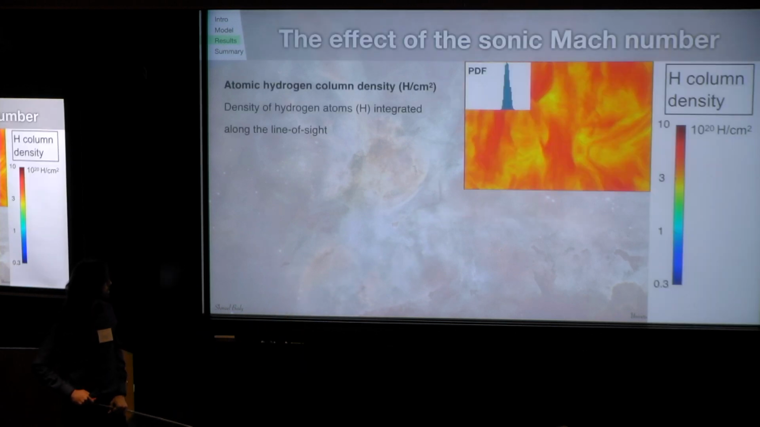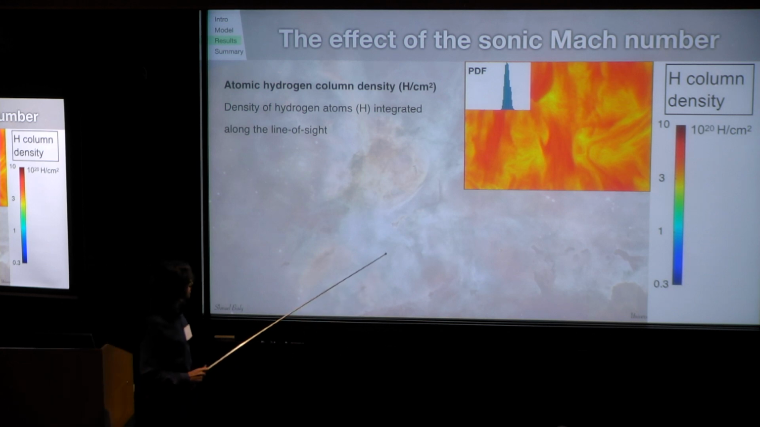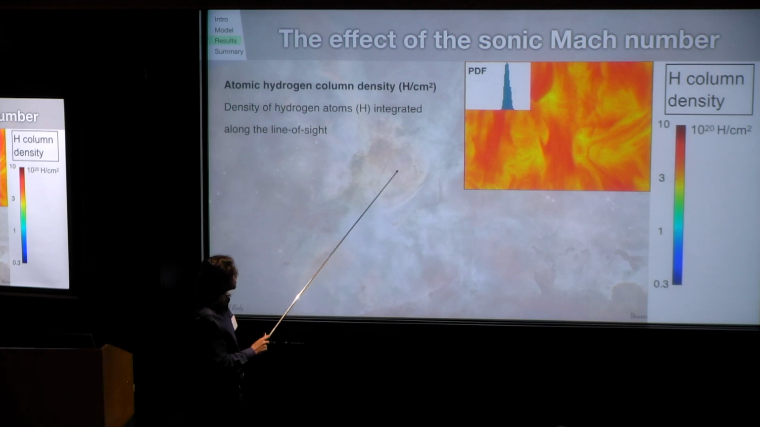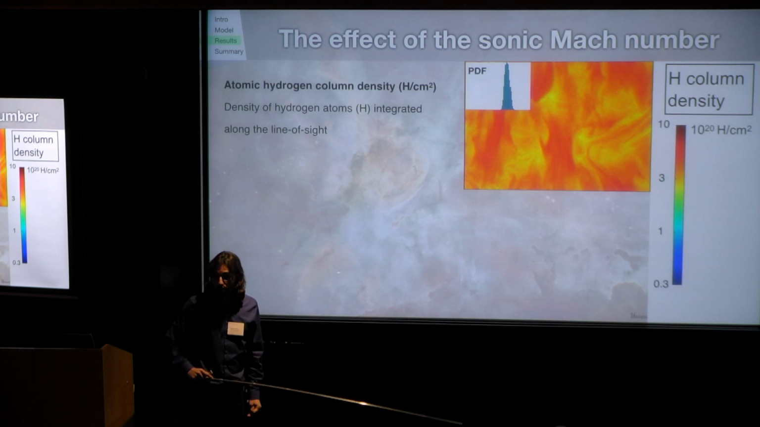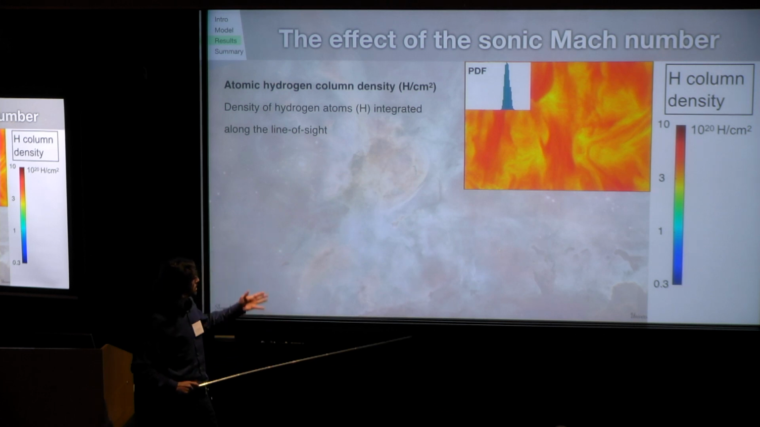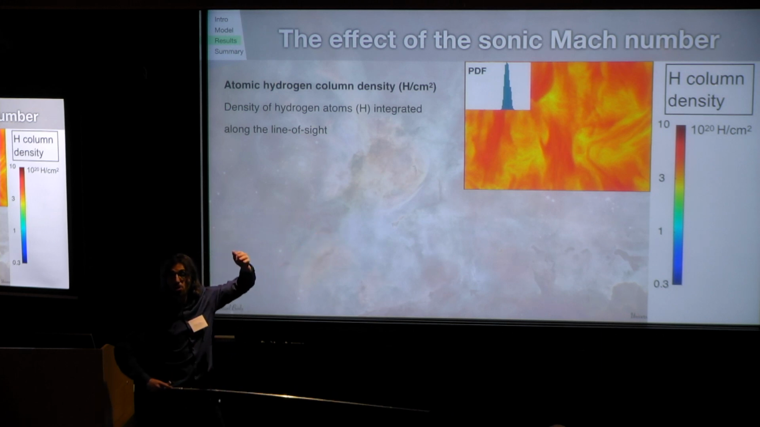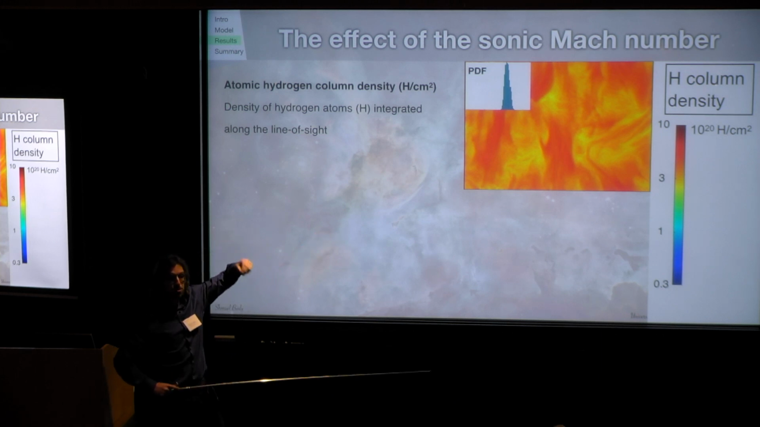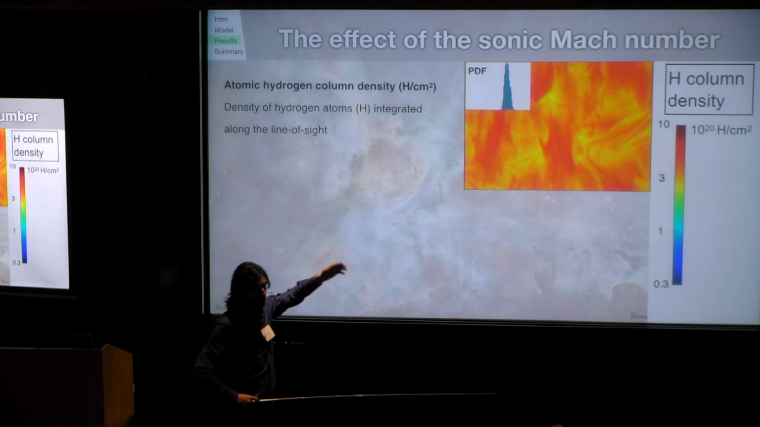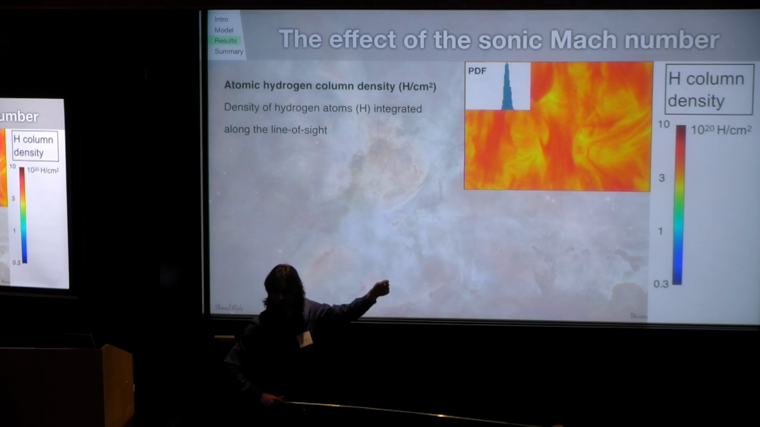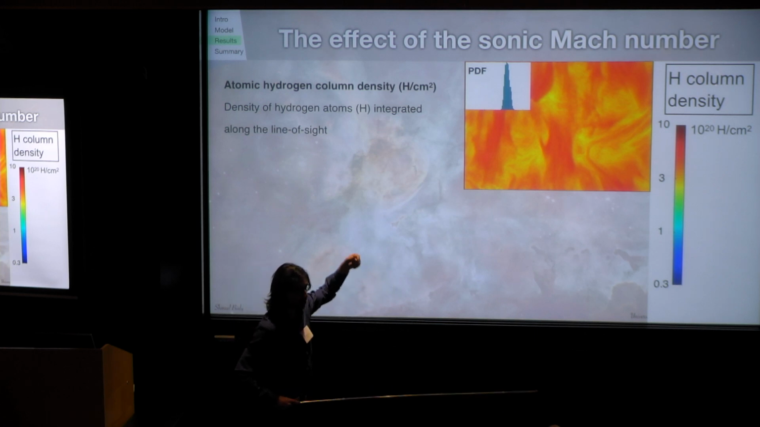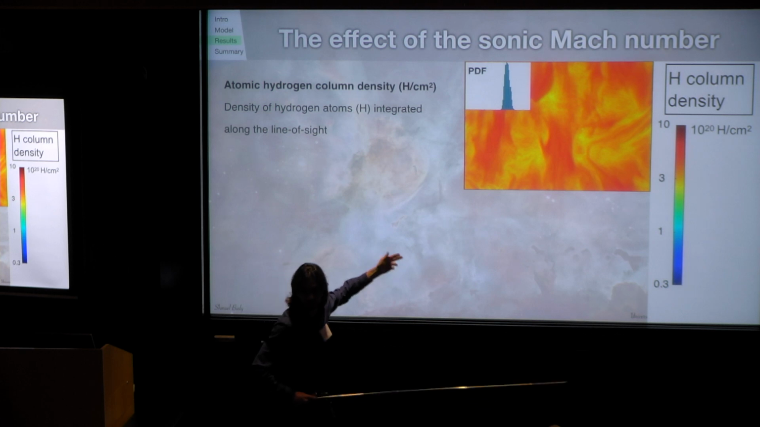Okay, so here I show an example of what you get for the H I, the atomic hydrogen. Again, we take the box, we integrate along one axis, we get the H I column density, that's the number of atomic hydrogen per centimeter square, or maybe I should say inch square, or in the US.